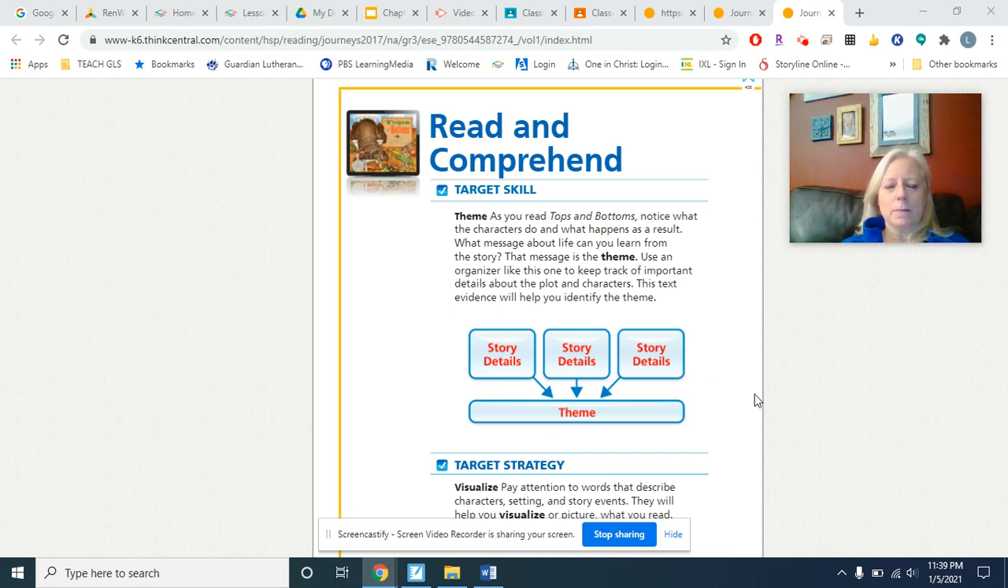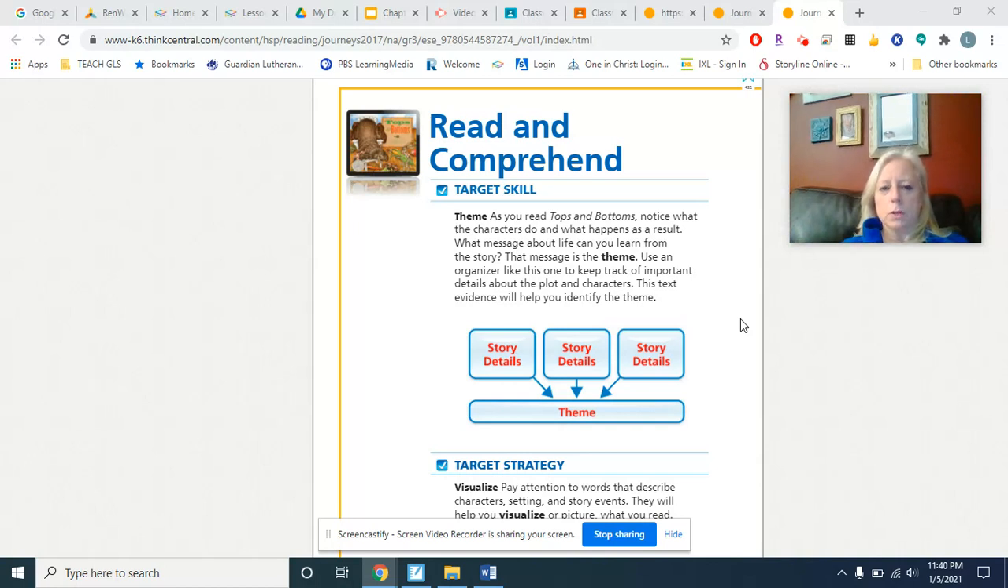For reading today, you're going to read the story Tops and Bottoms. But first, I want to make sure that you read the target skill this week, the theme. This is the first time we've talked about theme this year. So the theme really is something that you can learn from the story.